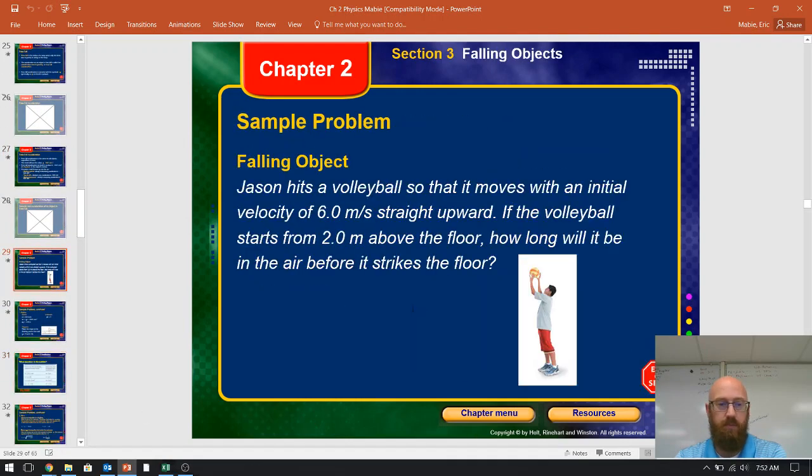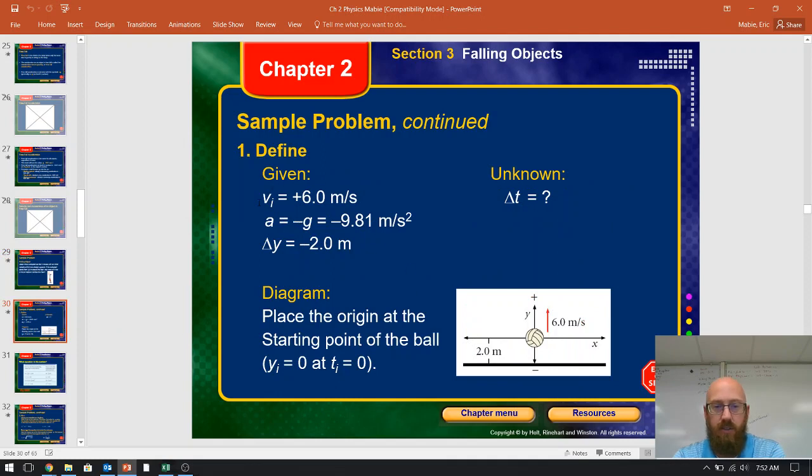So, sample problem. You hit a ball straight up. First of all, reality check. Does the ball go up forever? No, it goes up to a point and stops and comes back down. Does it go up at 6 meters per second and then all of a sudden stop, and then come back down at 6 meters per second? Hopefully you said no. If not, we got problems. That being said, things you're given. Initial velocity. You should understand acceleration is negative 9.81 meters per second squared. Delta y is negative 2.